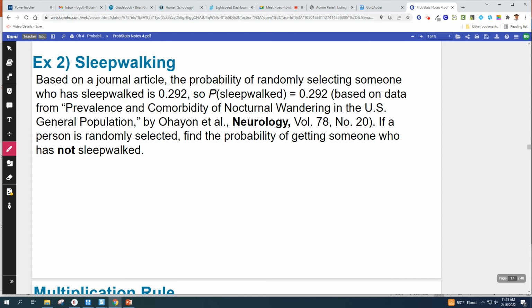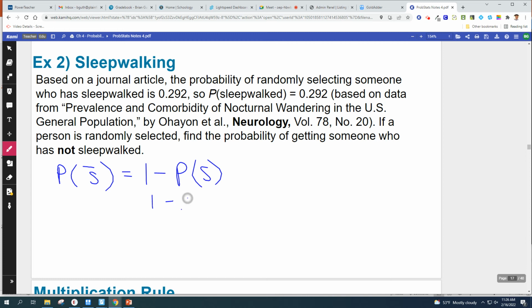Example two, sleepwalking. Based on a journal article, the probability of randomly selecting someone who has sleepwalked is 0.292. If a person is randomly selected, find the probability of getting someone who has not sleepwalked. So the way I look at it is we want the probability of someone who has not sleepwalked. And so using one of those formulas before, we can just say it's one minus the probability of someone that has sleepwalked. This is a fairly straightforward application of that formula.